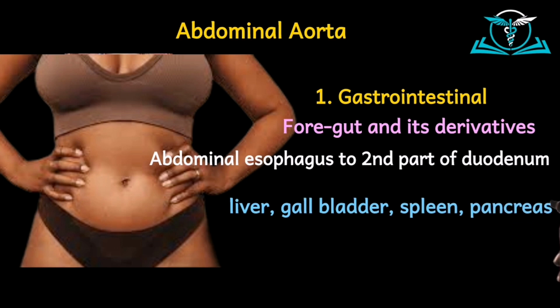the pancreas. Now, why did I go through all these? Because it's a general principle that the foregut and its derivatives are supplied by a branch of the abdominal aorta known as the celiac trunk. And so if you are looking for the blood supply of the pancreas, it is from the celiac trunk. If you are looking for the blood supply of the liver, it is from the celiac trunk. Blood supply of the spleen, which is the splenic artery, it is from the celiac trunk, which is a branch of the abdominal aorta.